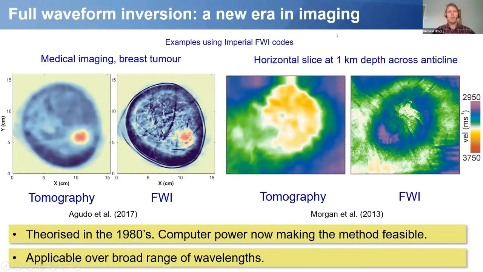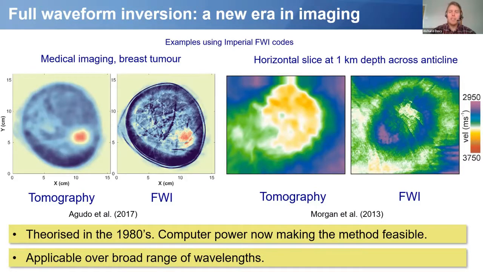So to start with, full waveform inversion, I like to call it a new era of seismic imaging. It was first actually theorized in the 1980s by Albert Tarantola, who was one of the first. And effectively, in principle, what the theory shows is that if we can use the seismic waveform to resolve the properties which control its propagation, we can extract really high resolution physical property models of the subsurface.